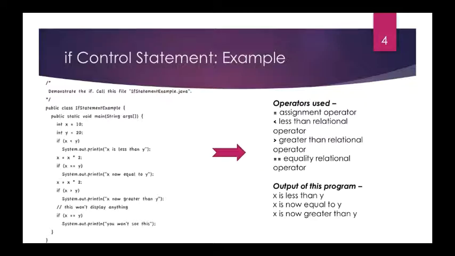The next if condition is to check if x is equal to y. In this case, since x is 40 and y is 20, it evaluates to false and the condition is not met. So the statement "you won't see this" will not get printed to the console. In this program, we see the following operators: the assignment operator, the less than relational operator, the greater than relational operator, and the equality relational operator.